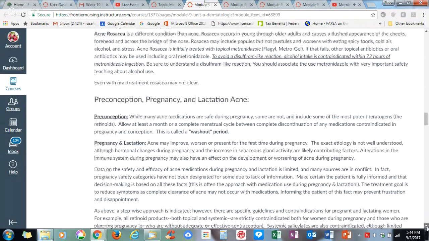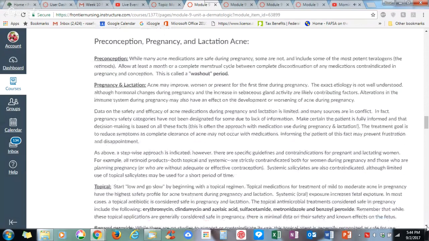Preconception, pregnancy, and lactation acne. Preconception, while many acne medications are safe during pregnancy, some are not, and include some of the most potent teratogens, the retinoids. Allow at least 1 month or a complete menstrual cycle between complete discontinuation of any medications contraindicated in pregnancy and conception. This is called a washout period.